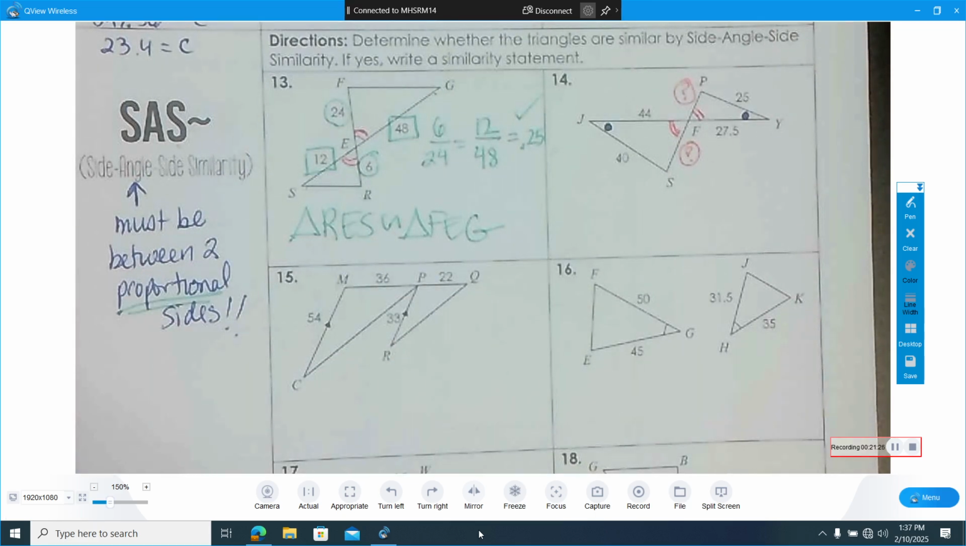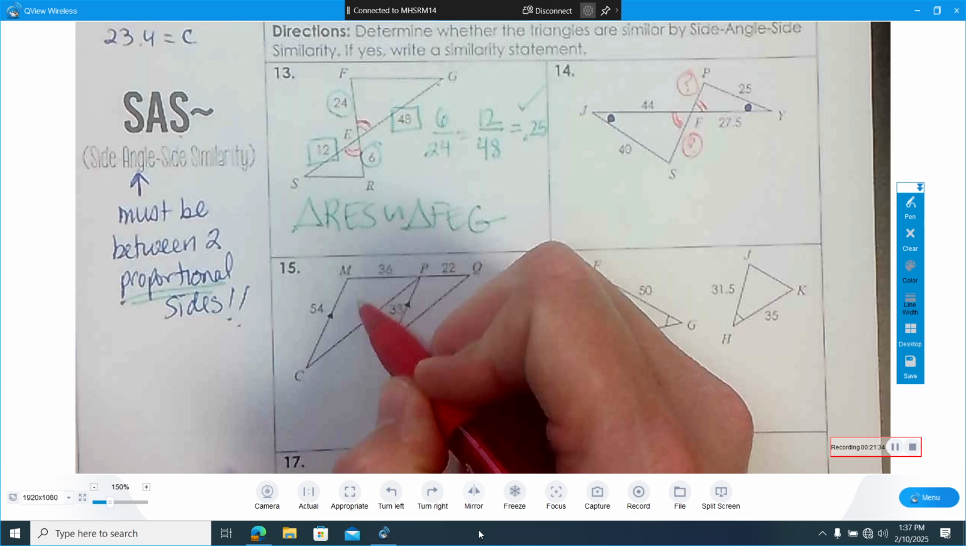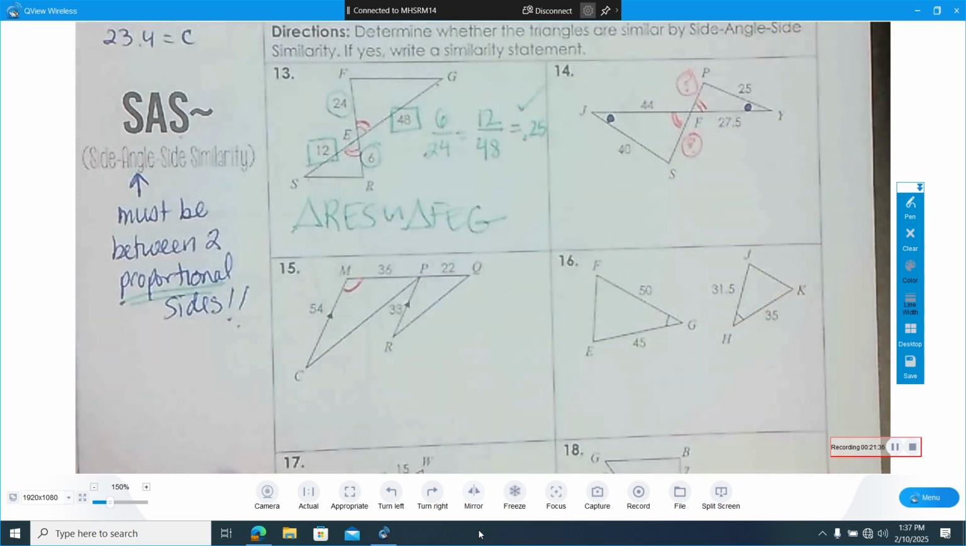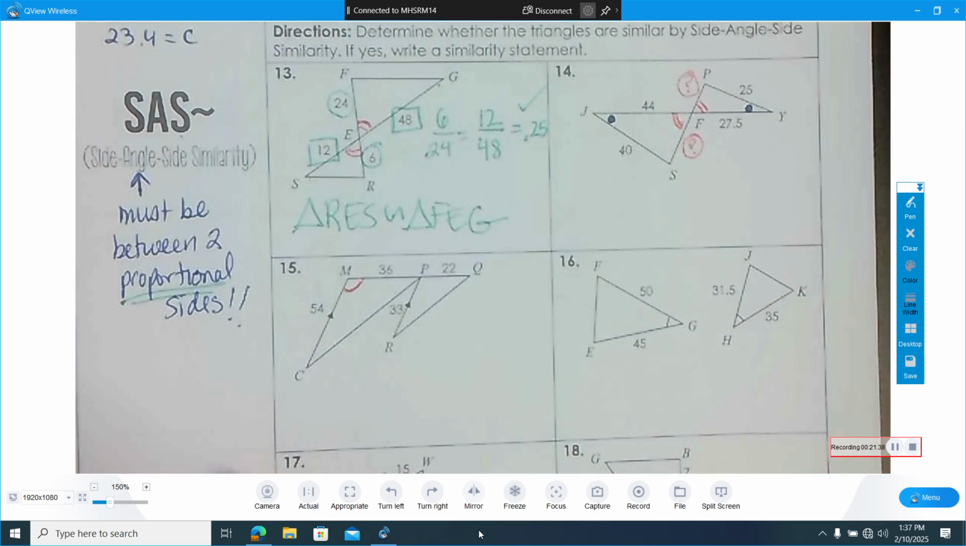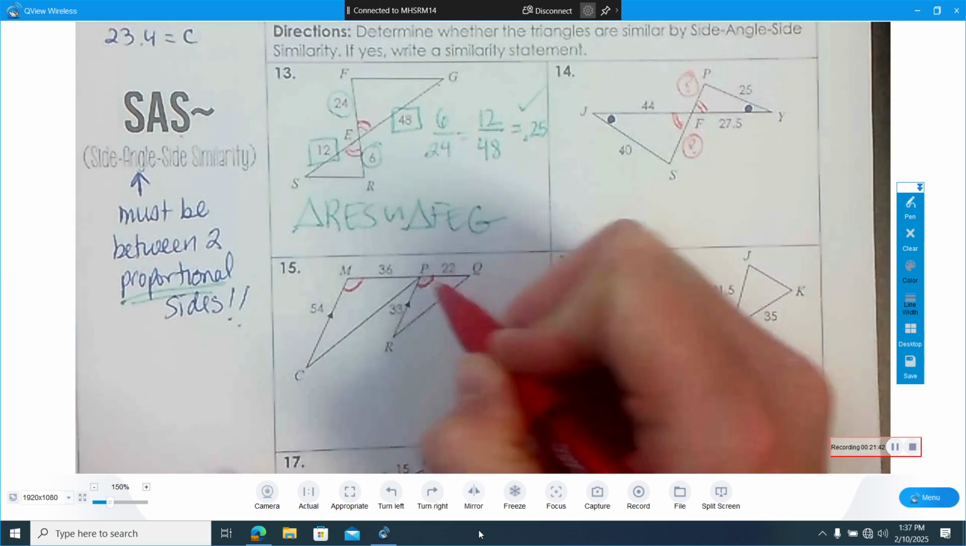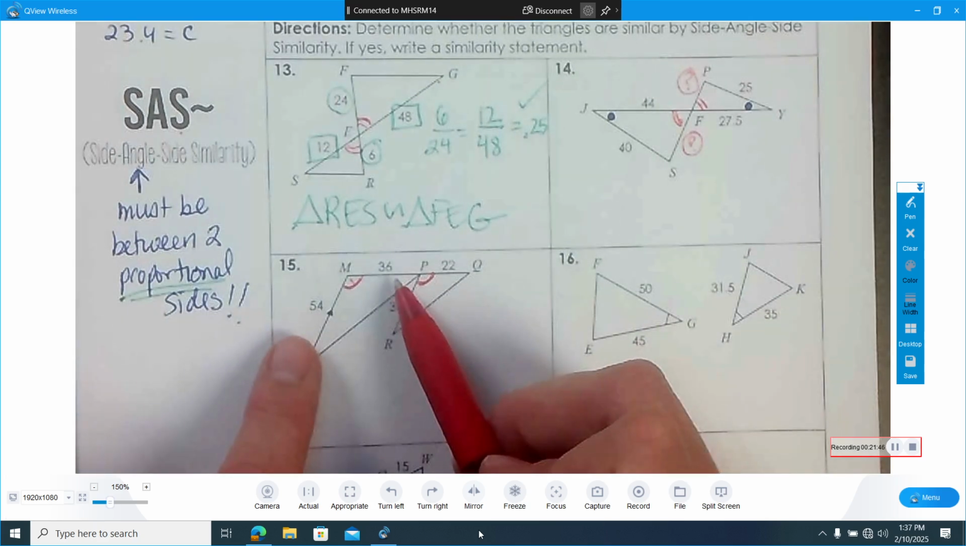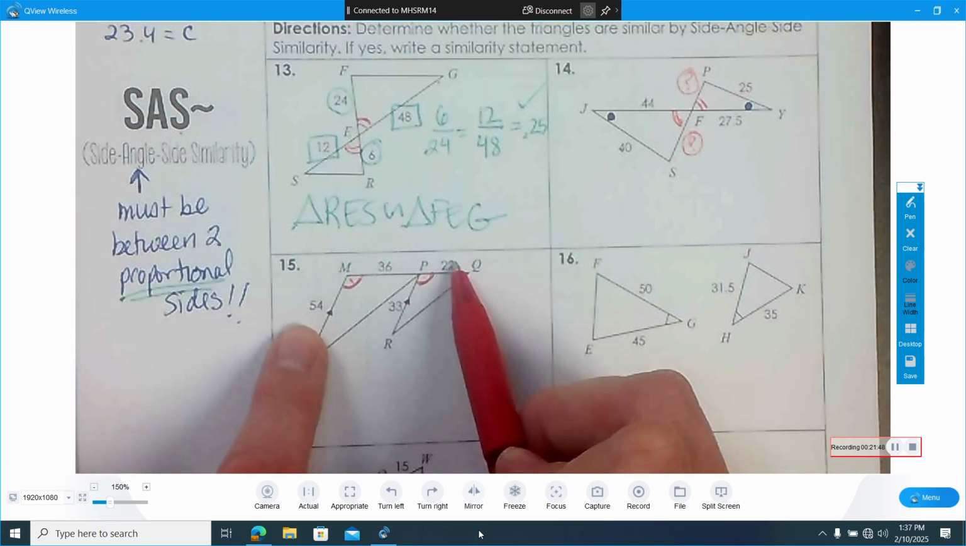Do you see the difference? Okay. Last one, number 15. Do we have congruent angles? Yes, angle M and that other angle at P there. What kind of angles are those? Corresponding. Very good. And we see side, angle, side on both triangles.